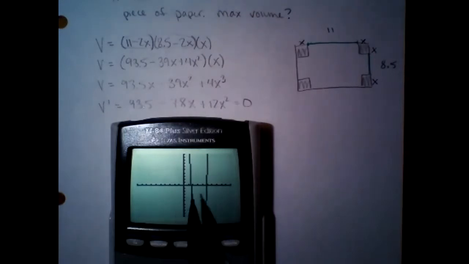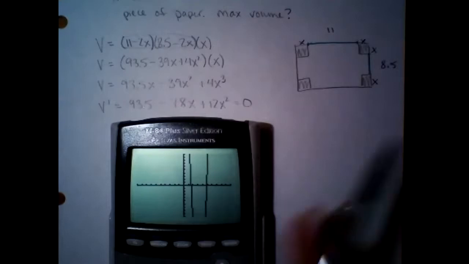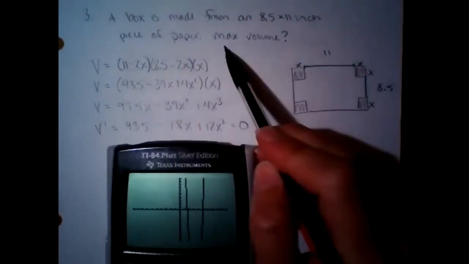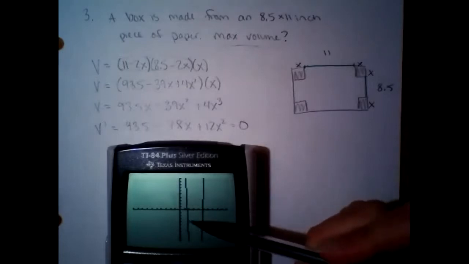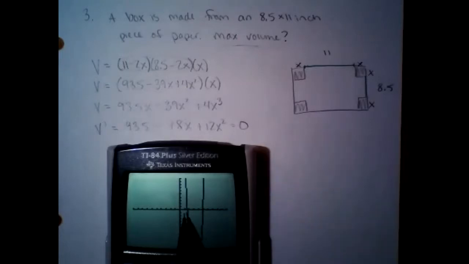All right, so you're going to notice there are 2 critical points. So which one do we want? Well, we want to maximize the volume. So that would be a change in the derivative from positive to negative. So the one we want is this first one.